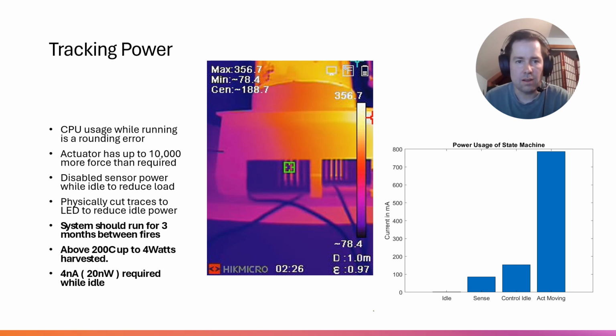In the end, the largest power usage while idle was the status LED on the development board. There was no way in software to disable it, so I had to cut traces, or it would have consumed 20 times more energy than the entire idle budget.